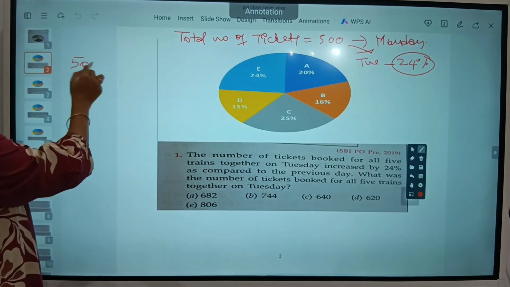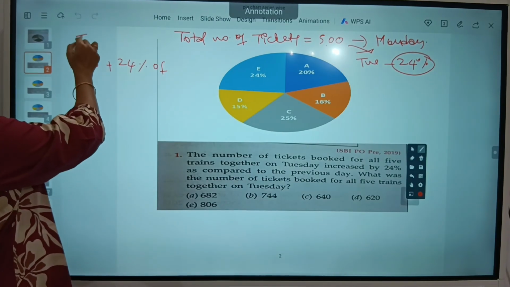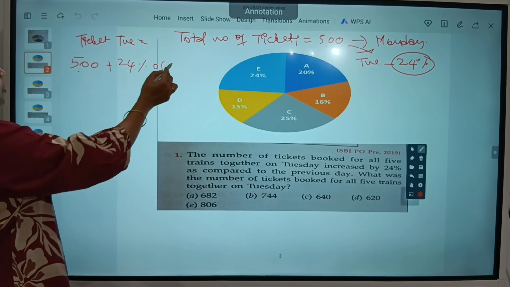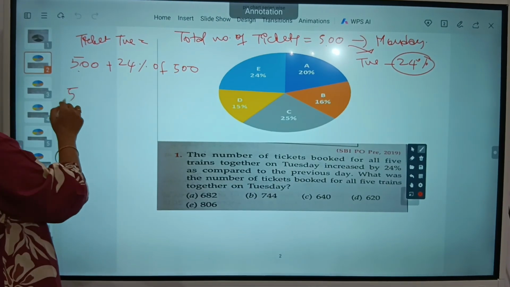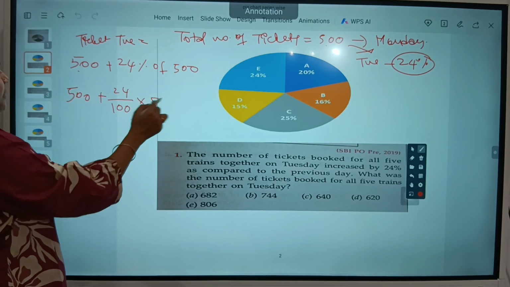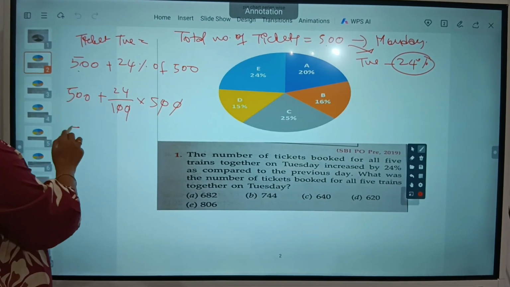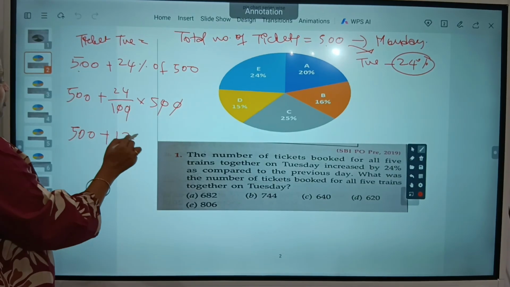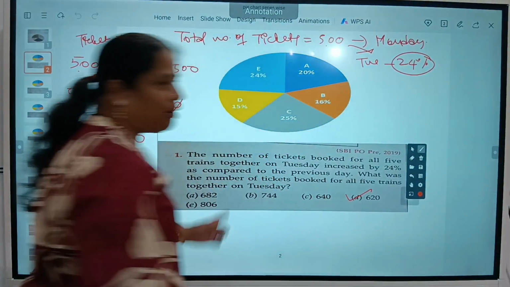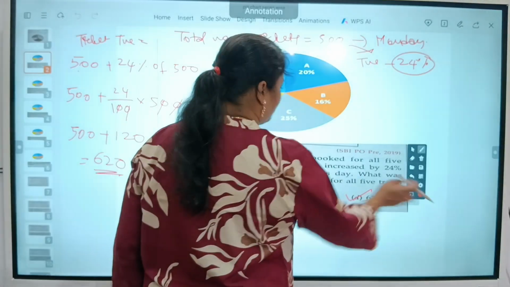Tickets booked on Tuesday is equal to 500 plus 24% of 500, that is 500 plus 24 by 100 into 500. Zeros cancel, 24 fives are 120. 500 plus 120 comes to 620. So a total of 620 tickets were booked on Tuesday. Okay, we will go to the next question now.